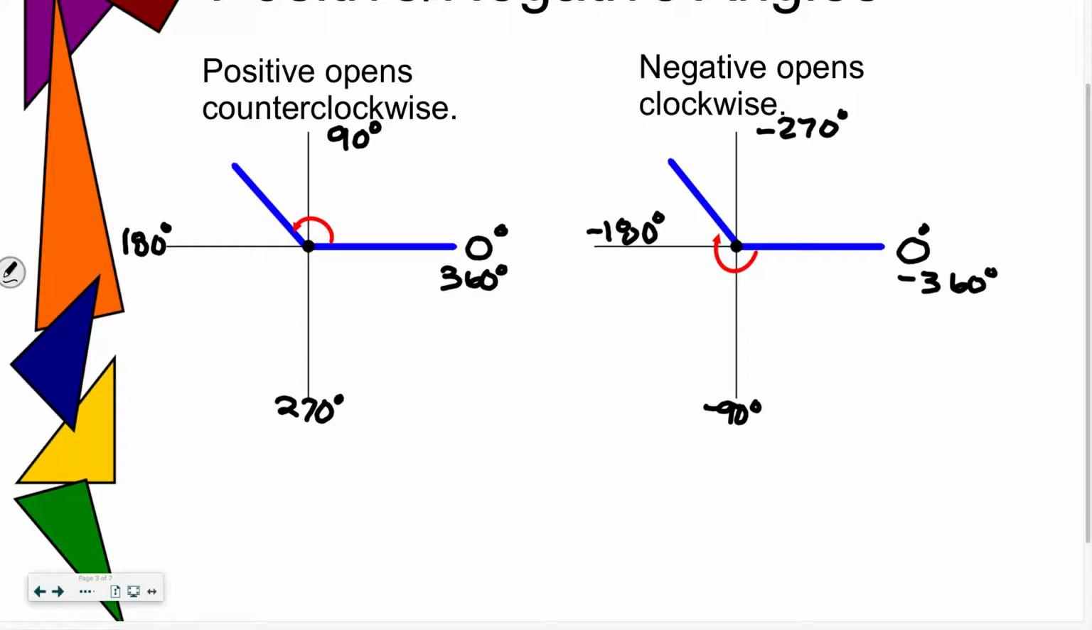Have you seen that before in geometry? I'm not sure. Tell me, what do you think? Never seen a negative angle before. Oh, okay, yeah. So that's kind of a weird difference geometrically to algebraically. We're going to allow angles to be negative, but that just means they open clockwise.